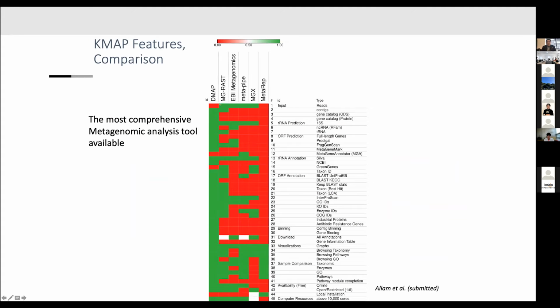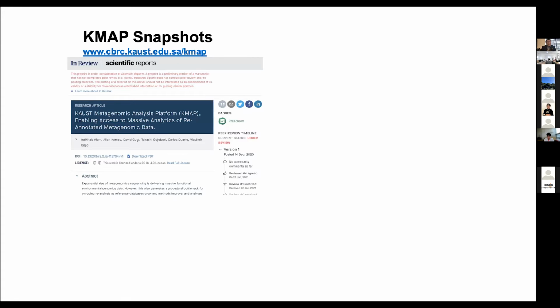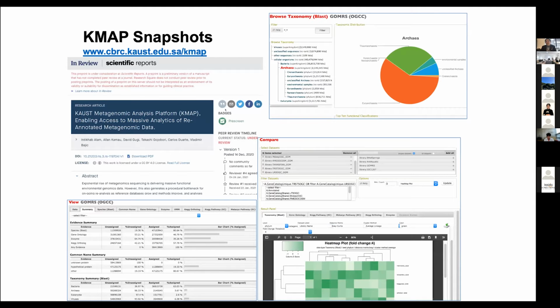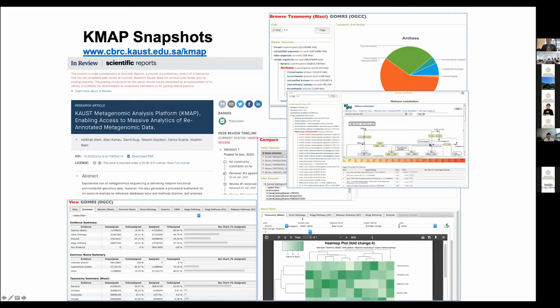This is our map, DMAP. First we called it DMAP, then we changed it to KMAP. What kind of functional categorization is there, and how are those mapped? Red are not really mapped, green are mapped. From this point of view, our gene catalog is quite rich. We already published the KAUST metagenomic analysis platform in a paper, with pie charts, even phylogenetic trees, and gene networks. Those annotations are made, but I don't have enough time to explain all of them.